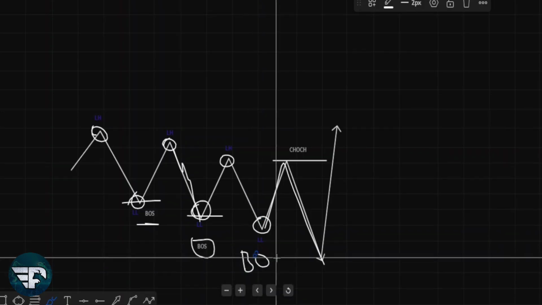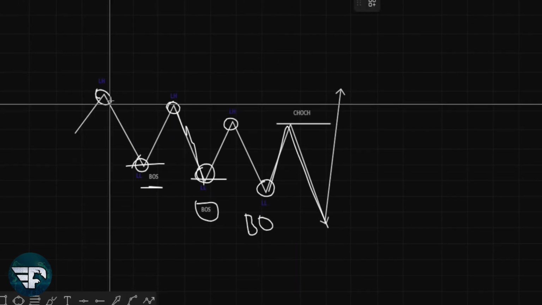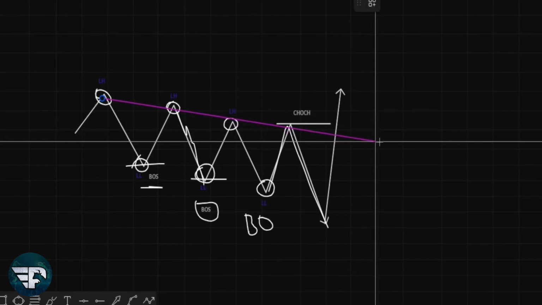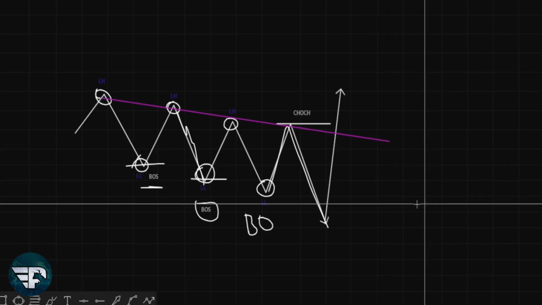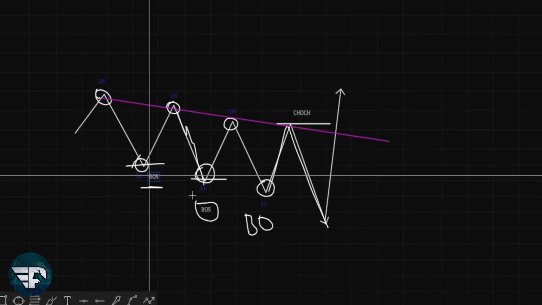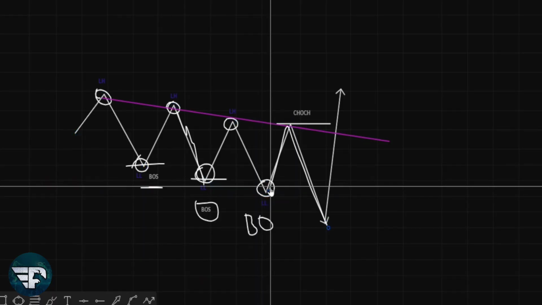Okay, so in a downtrend market, we want to see that the lows should be breaking, but the high should not break. That's what we are expecting in a downtrend market. Okay, so we have a break of structure here, break of structure here, break of structure here. So this is what we call break of structure in a downtrend market. Put it in your head.